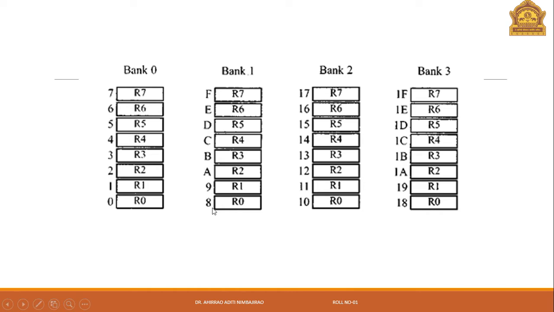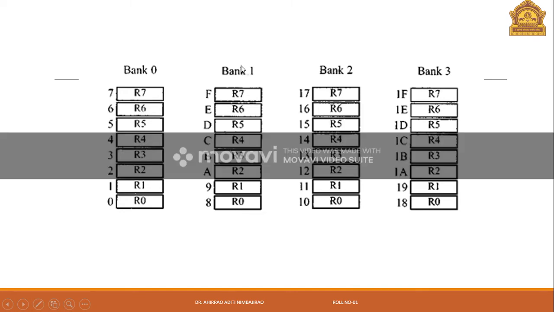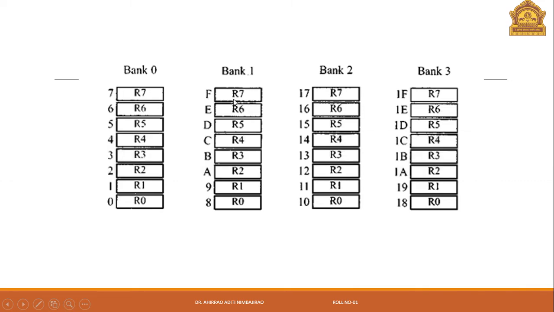Afterward, the next address position, 08, is assigned for register R0, but that is for bank 1. It is shifted to bank 1. For bank 1, location 09 is given for register R1. In this way, up to memory location 0F, the 8th register R7 is used for register bank 1.